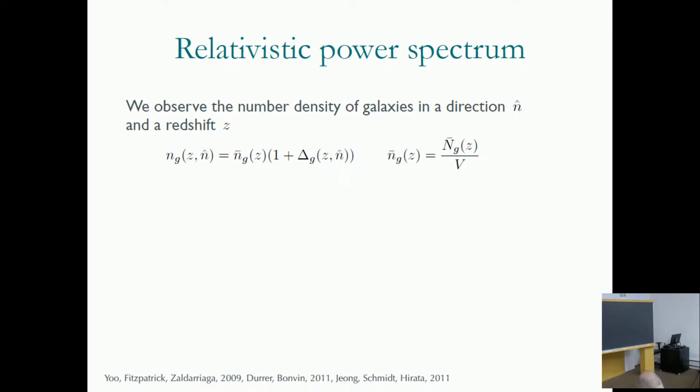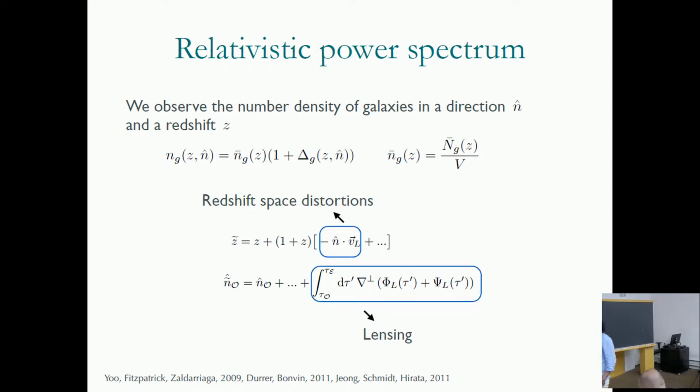So let's define the galaxy number overdensity in this way, where the average number of galaxies is given by this: the total average number of galaxies divided by the volume. And the kind of things that can happen are, well, your observed redshift, as you know very well, is not the real redshift of the galaxy, because things like peculiar velocities can distort this redshift, and that's the Newtonian contribution. But on top of that, you can have higher order relativistic contributions. But also the angular position of the galaxy can be modified due to lensing.